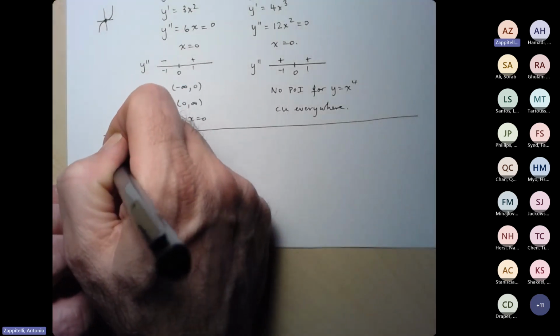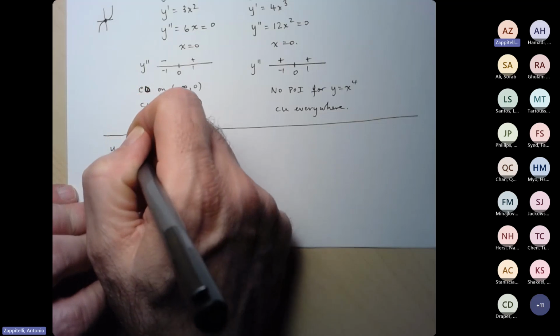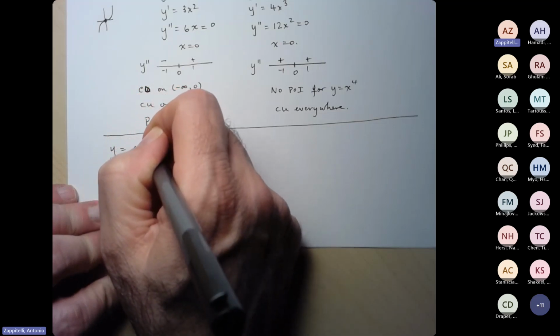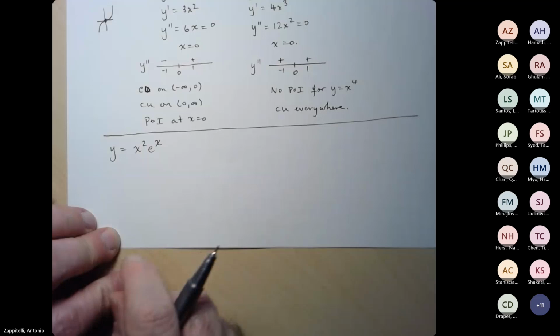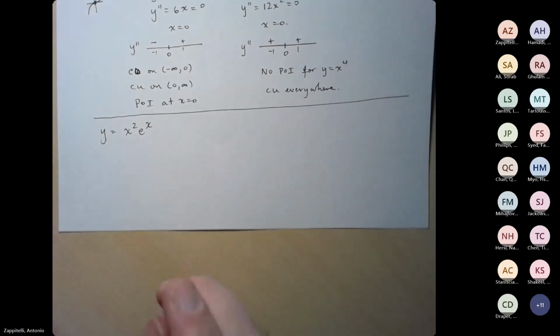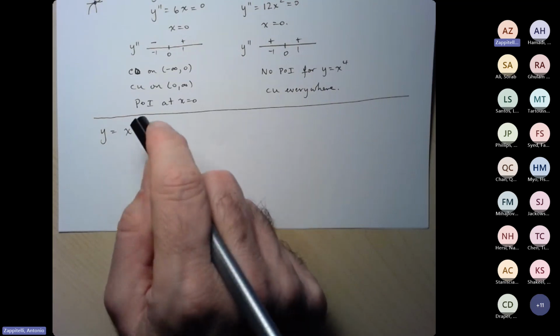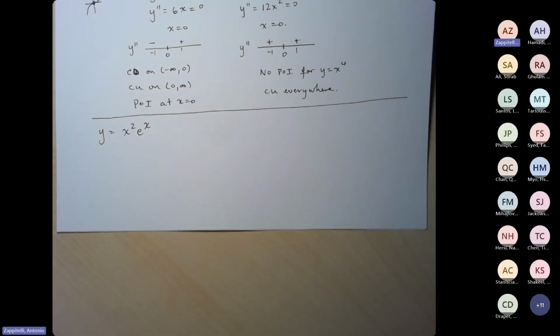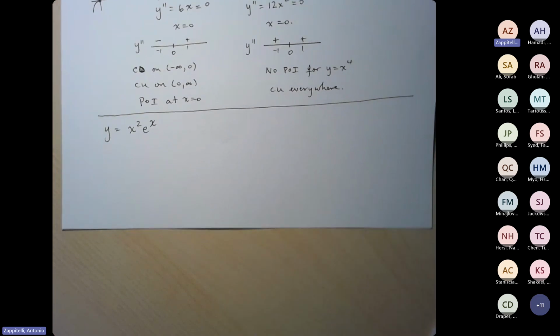I'll give you this function here, x squared e to the x. What I want you to do is determine if this has any points of inflection, all right, and tell me when it's concave up and when it's concave down, all right?